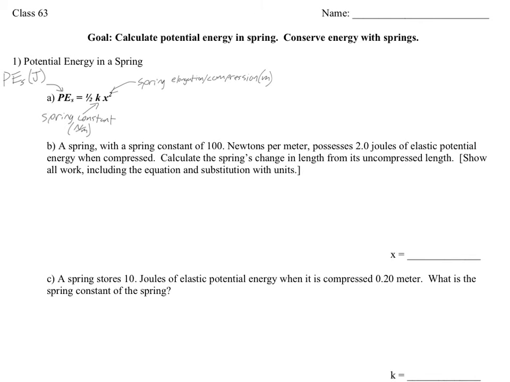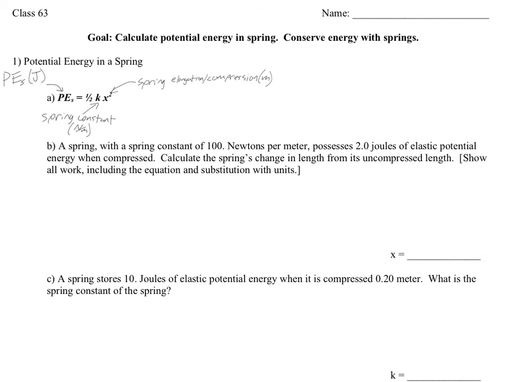So if we check out a couple of questions here, the first one asks us: a spring with a spring constant k of 100 newtons per meter possesses 2 joules of elastic potential energy when compressed. Calculate the spring's change in length from its uncompressed length. Show all work, including equation and substitution with units.